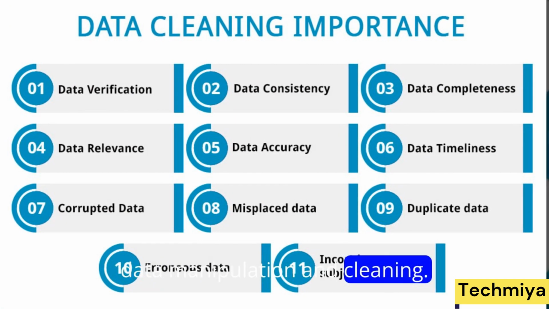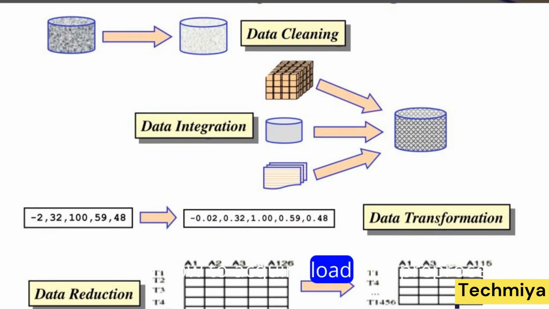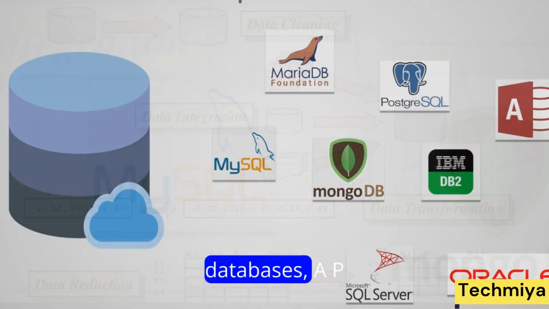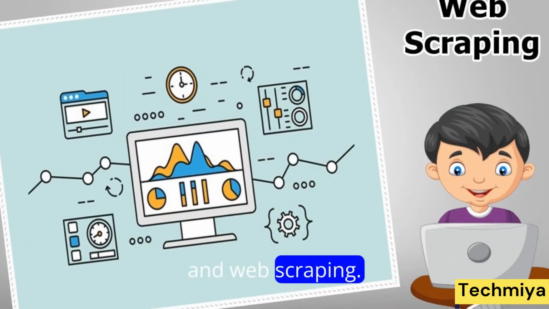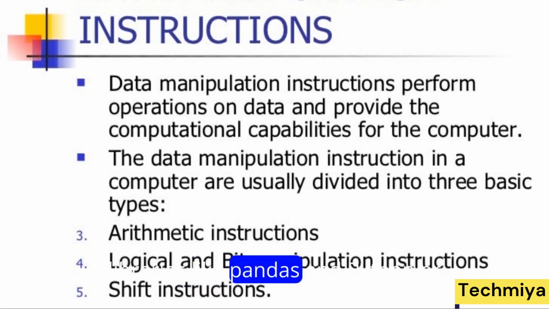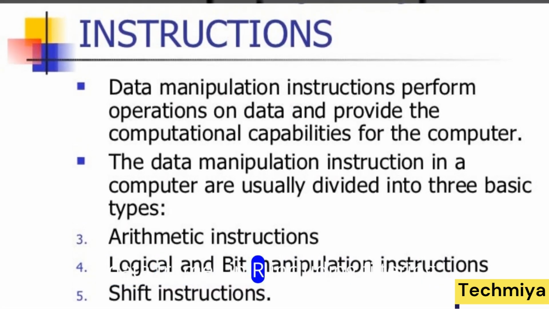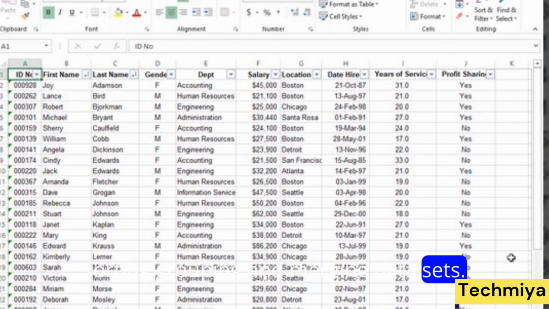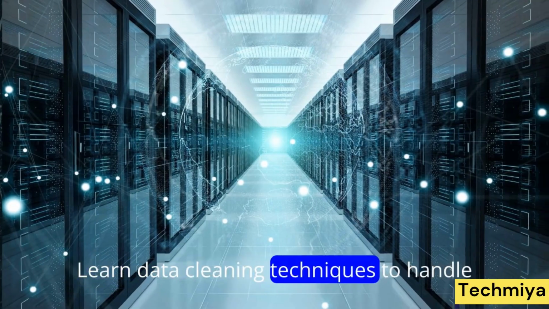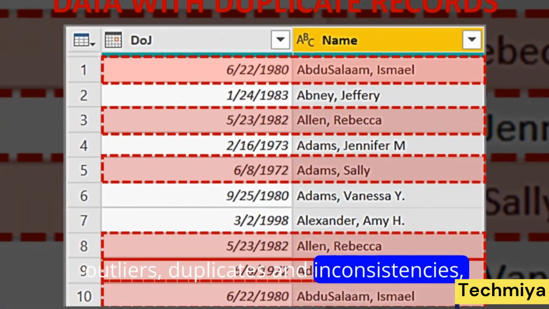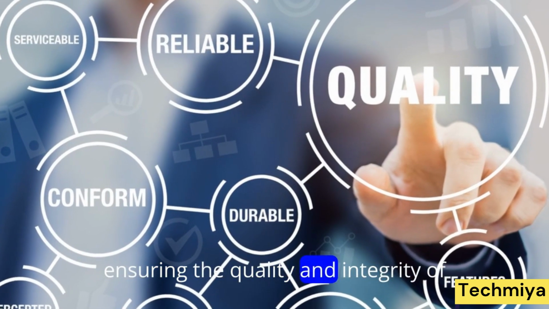4. Data manipulation and cleaning. Understand how to acquire, load, and pre-process data from various sources such as CSV files, databases, APIs, and web scraping. Master data manipulation techniques using libraries like Pandas in Python or data frames in R, including filtering, sorting, grouping, and merging datasets. Learn data cleaning techniques to handle missing values, outliers, duplicates, and inconsistencies, ensuring the quality and integrity of the data for analysis.